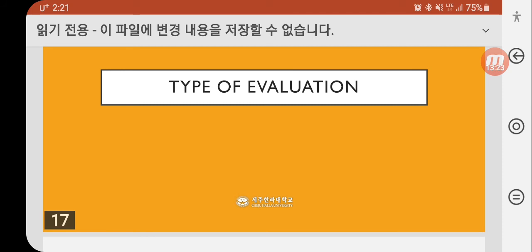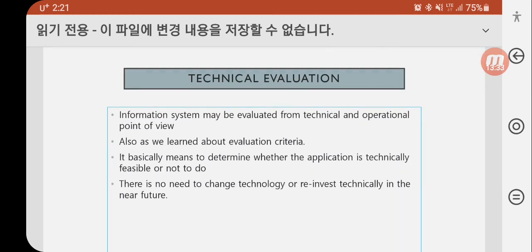This is how types of evaluation work and what kinds of evaluation there are. First, technical evaluation. An information system may be evaluated from a technical and operational point of view. Also, as we learned about evaluation criteria, it basically means to determine whether the application is technically feasible or not to do. There is no need to change technology or reinvest technically in the near future.